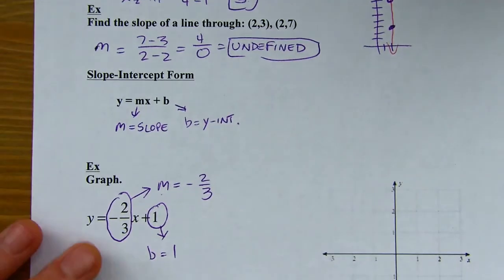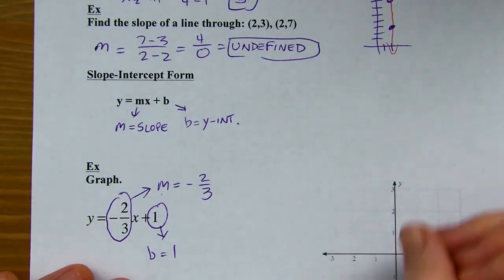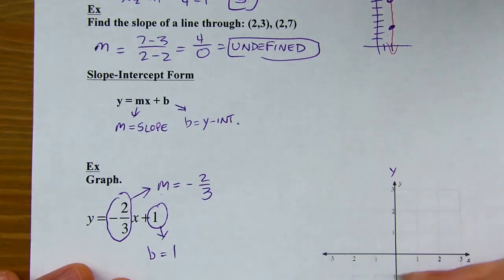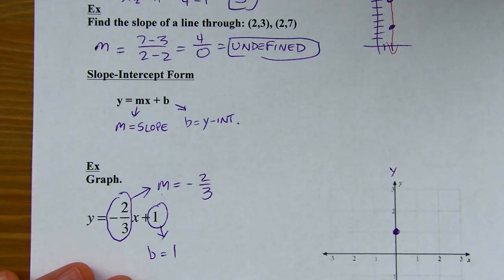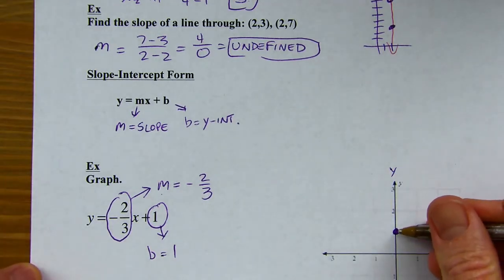Okay, so when I'm graphing these, I always start with the y-intercept. So here's my y-axis, right? It's going to cross the y-axis at 1. So I know my line goes through that point. That's the y-intercept. Now I need to use the slope to get to another point on the line. So what I can do is use the slope, use directions to get from the first point that I already know to another point.